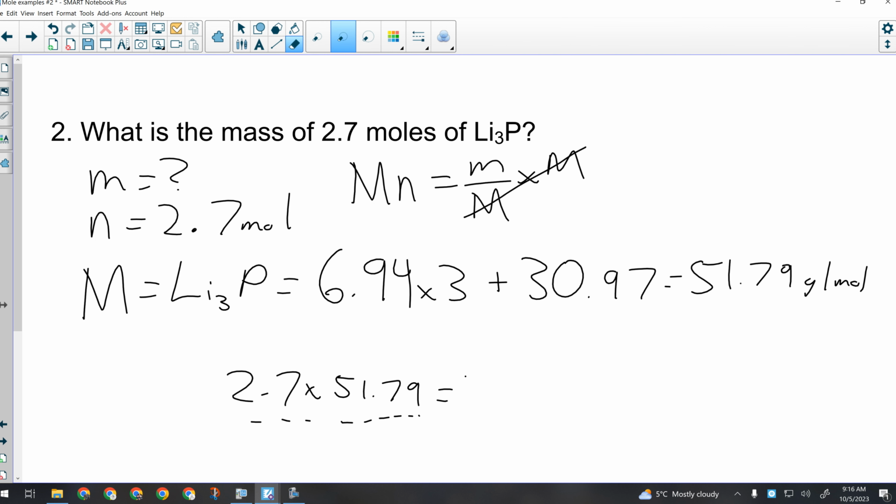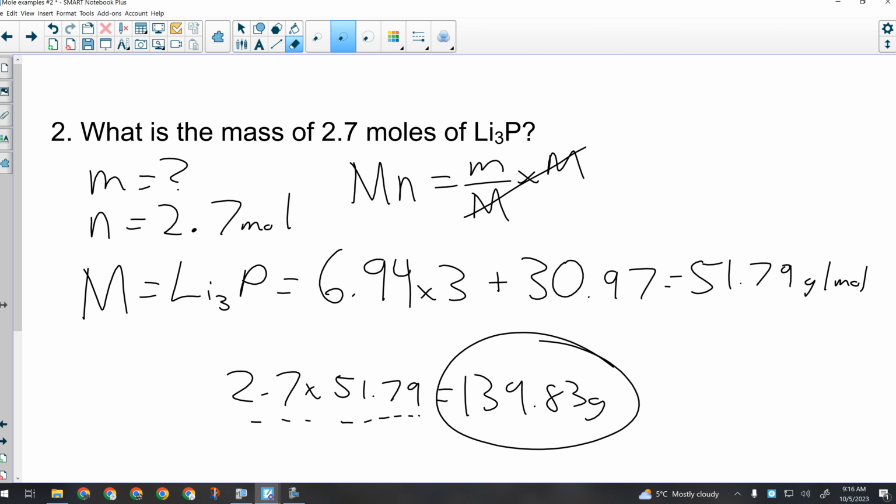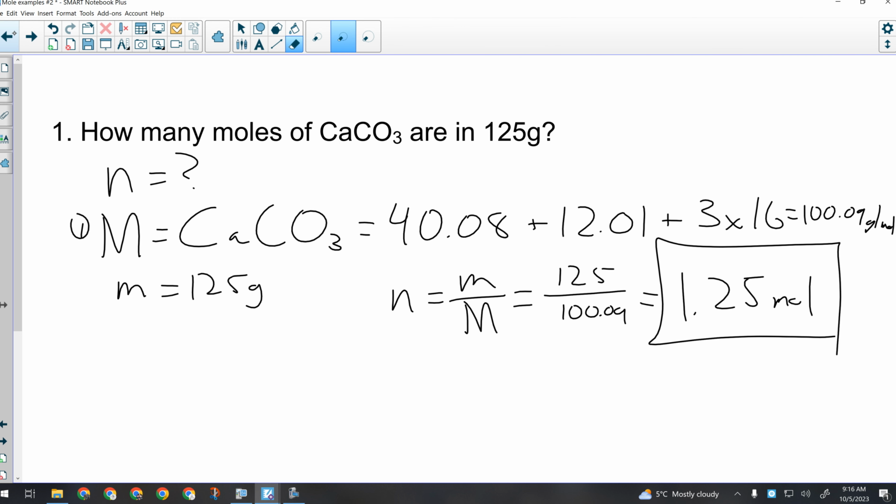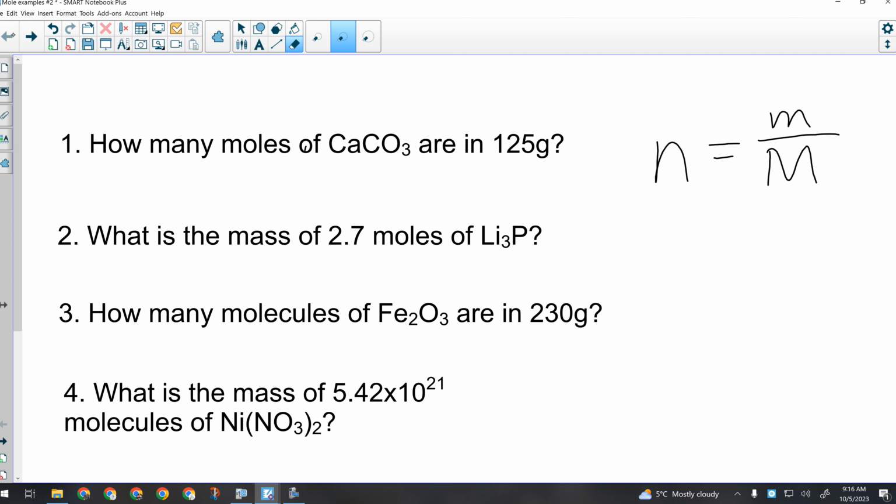139.83 grams would be our mass, and that would be a 4-mark question most likely. Okay, mark for your algebra, mark for your math, mark for your answer. Okay, all right, give you a little bit more time on the Avogadro number ones. Just so that you have it, Avogadro's number, it is on the back of your periodic table at 6.02 times 10 to the 23.